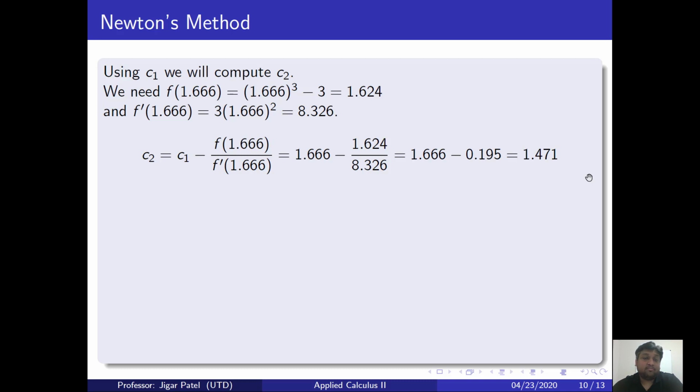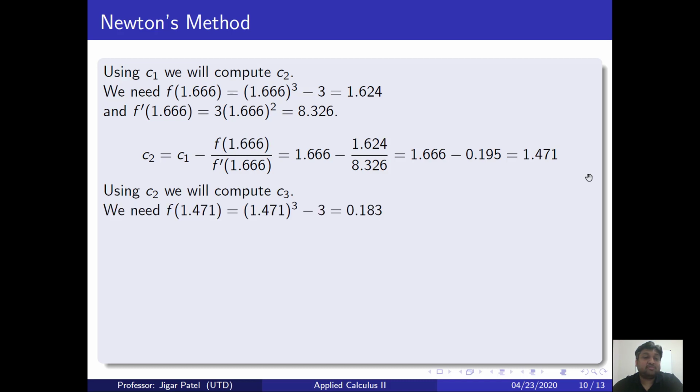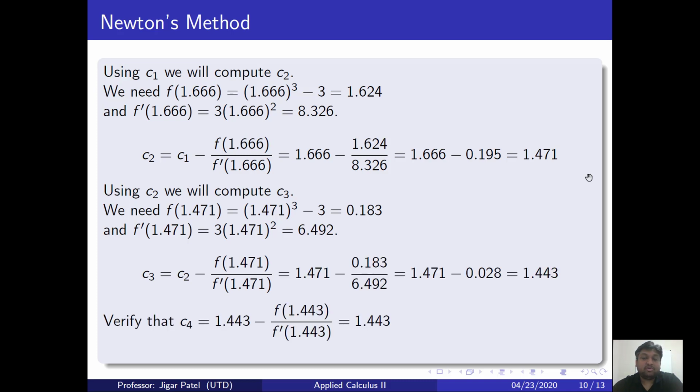All right. Using c2, compute c3. To compute c3, I need f at c2 and f prime at c2. Here are the values, 0.183 and 6.492. I want you to plug those two values into the c3 formula. I get 1.443. What I want you guys to do is verify that the fourth approximation is also 1.443. Meaning, calculate f at 1.443, f prime at 1.443, and then plug them into the formula and verify that this is also 1.443.